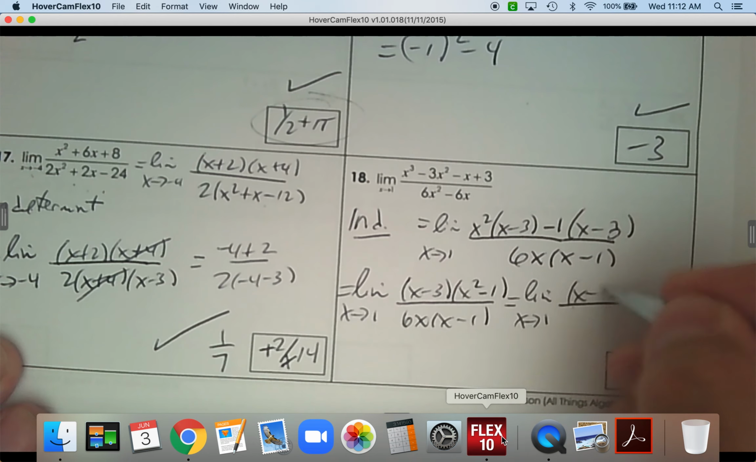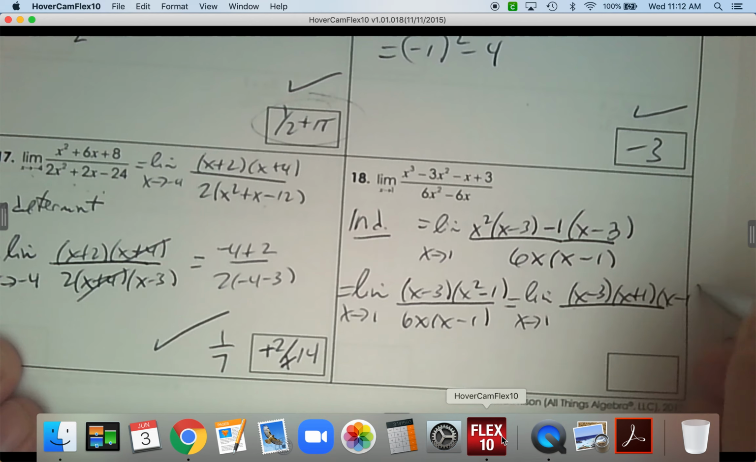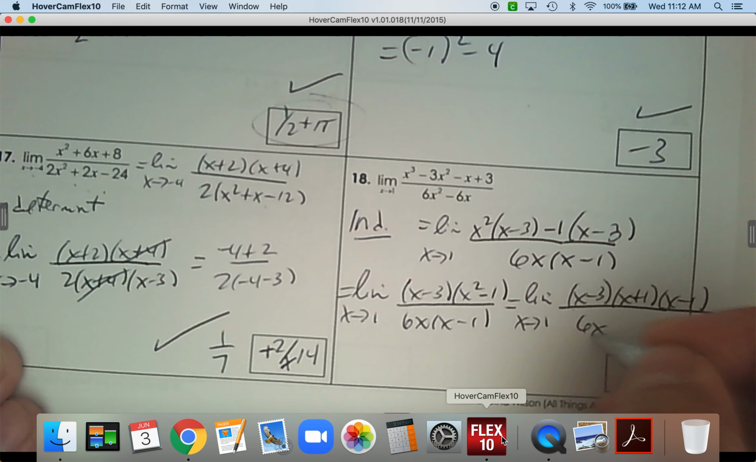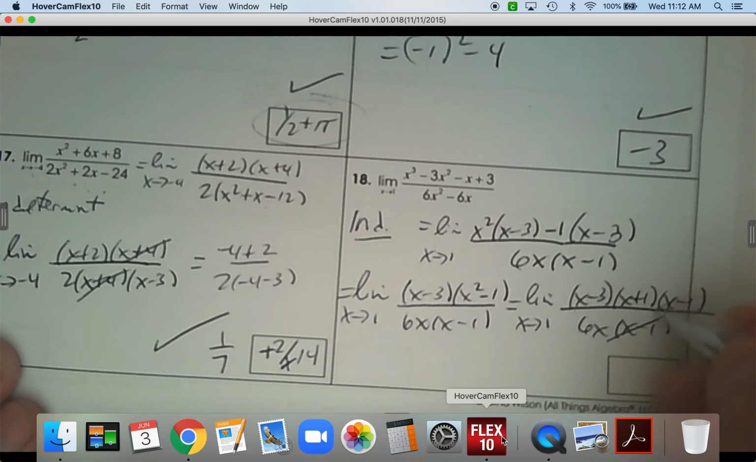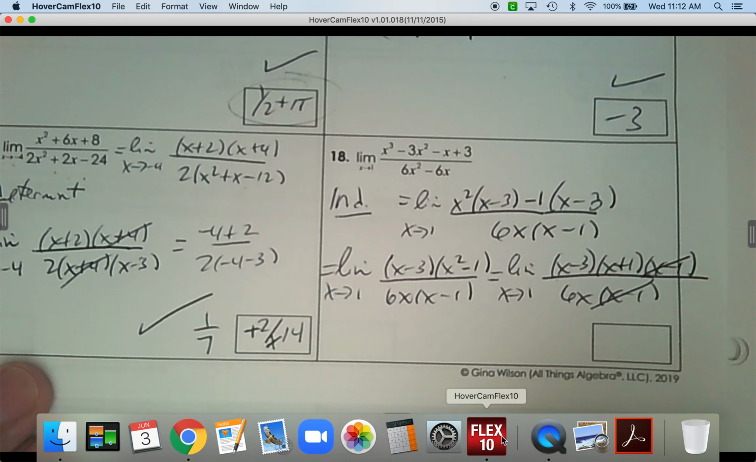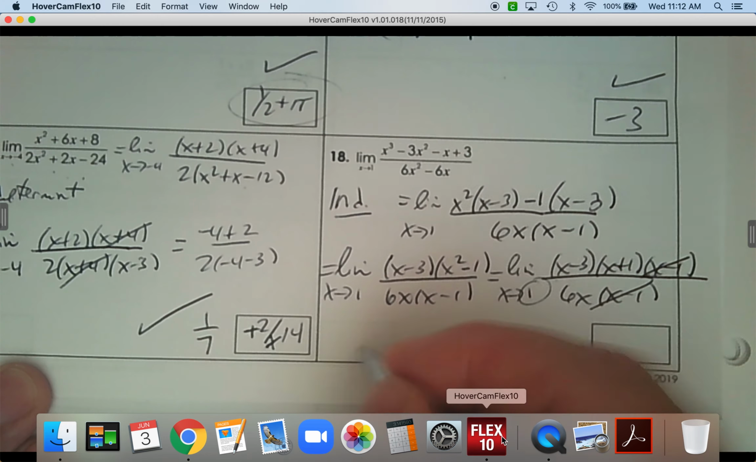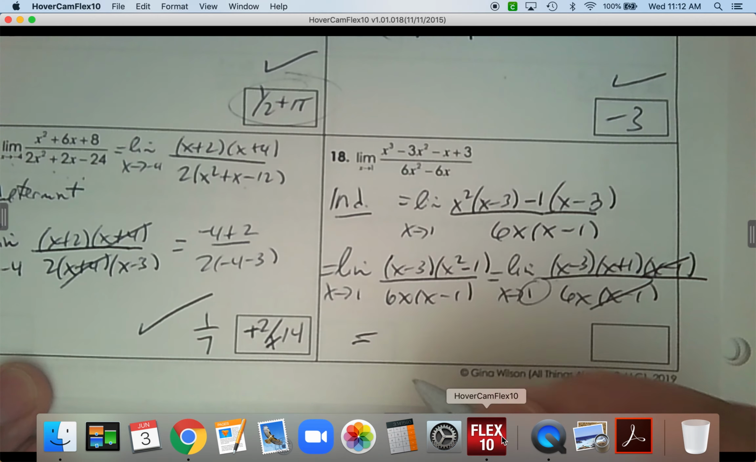So I want you to notice x squared take away 1 is a difference of squares. That's adding 1 and subtracting 1. So I did the difference of squares. Now I can see the hole that divides out. Now I can plug in 1. So if I plug in 1, no longer limit notation.